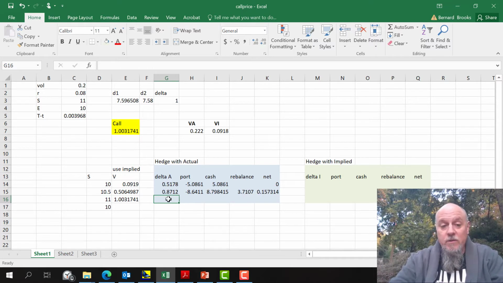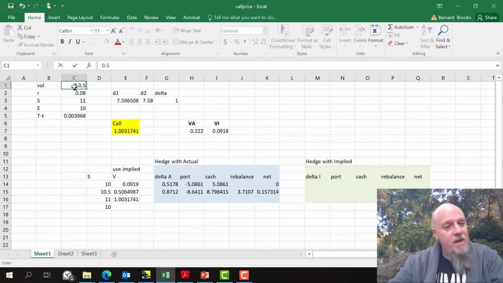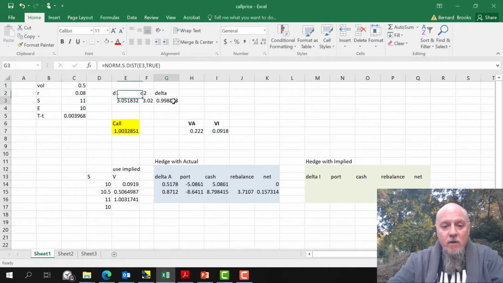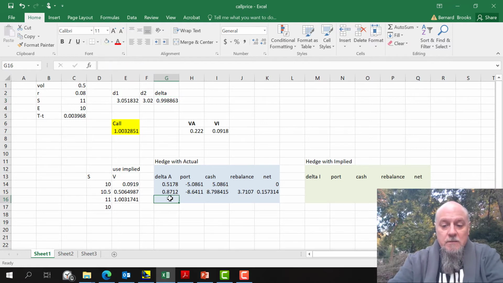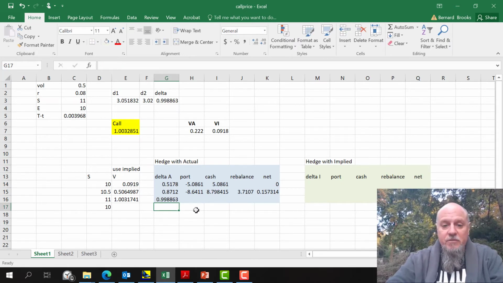Now, what's the delta that I should use? Since I'm hedging with actual, I'm going to change that to actual, and the delta is equal to, well, it's even higher, 0.998863. So it used to be 0.87. So I'm going to have to rebalance again.